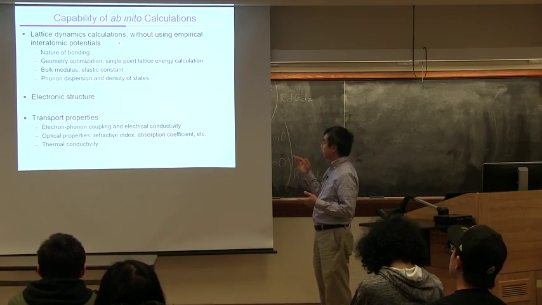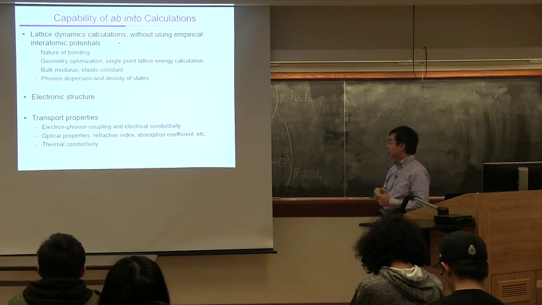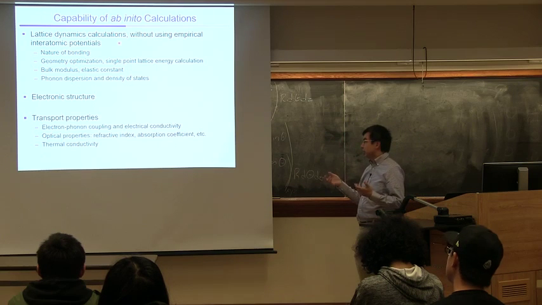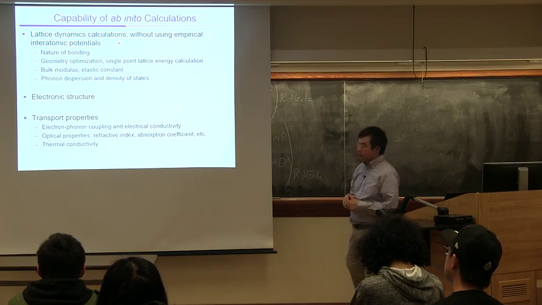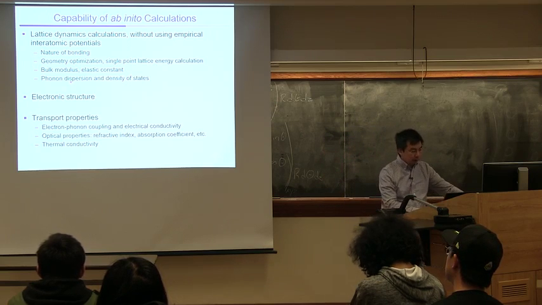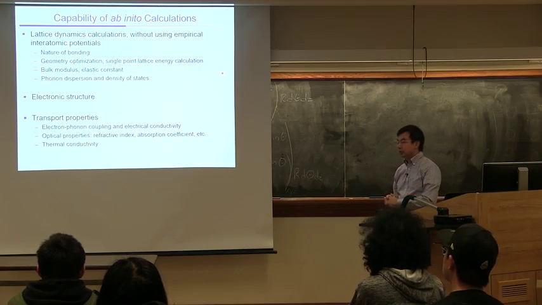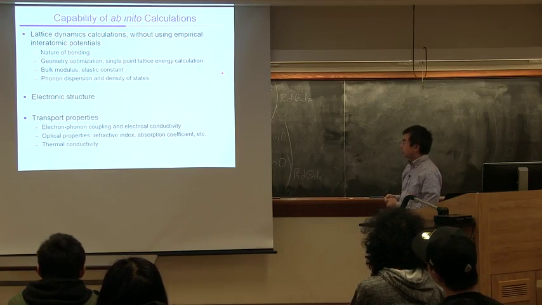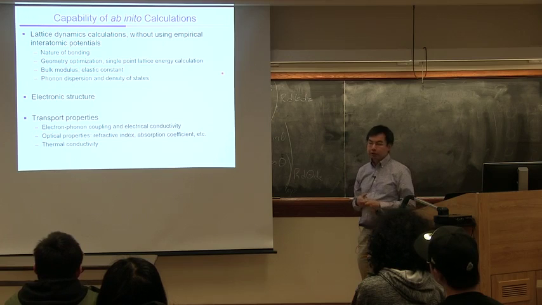Then we can also perform the geometry optimization and the single point lattice energy calculation. Everything we can do with the empirical atomic potential, now we can do it with these ab initio calculations, right? And we can calculate bulk modulus, elastic constants, phonon dispersion, and the density of states. Of course, these calculations will be much more expensive than the classical lattice dynamics or MD simulation, right? Because we have to solve the Schrödinger equation. Schrödinger equation is more complicated than Newton's second law of motion, right? I mean, everybody knows that.